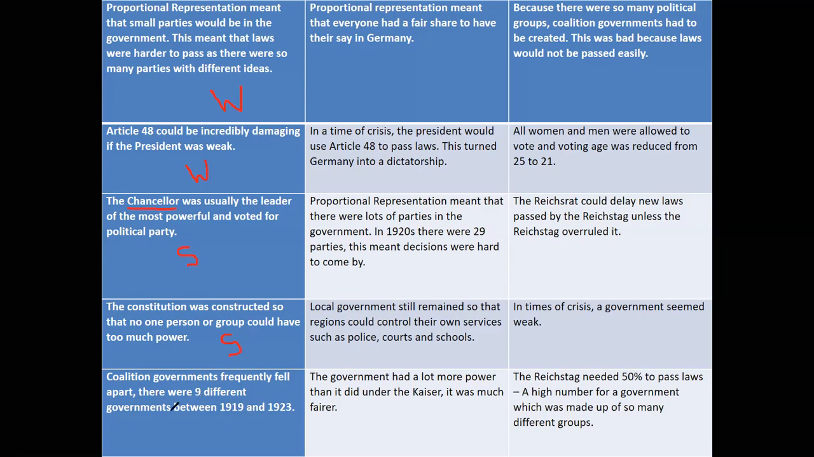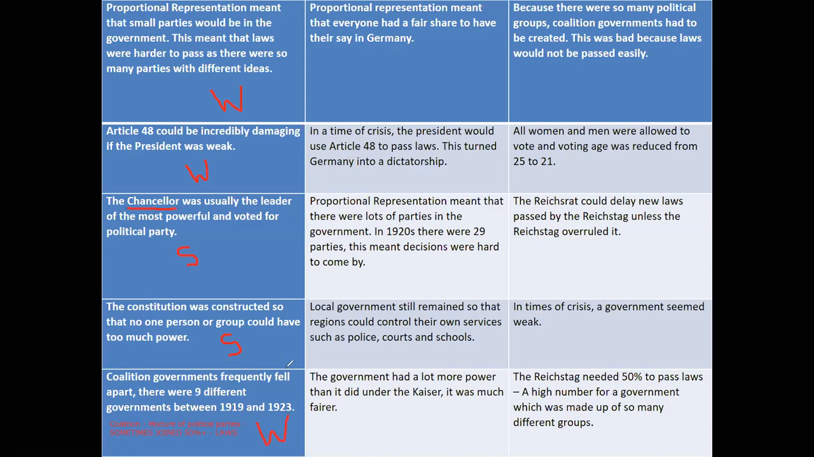Coalition governments frequently fell apart. There were 9 different governments between 1919 and 1923. Now, I best explain that. A coalition is a mixture of political parties. Sometimes they join together to get 50% plus. Why is that important? To pass laws. But the problem was, by joining different parties together, it's a weakness because they didn't get on.